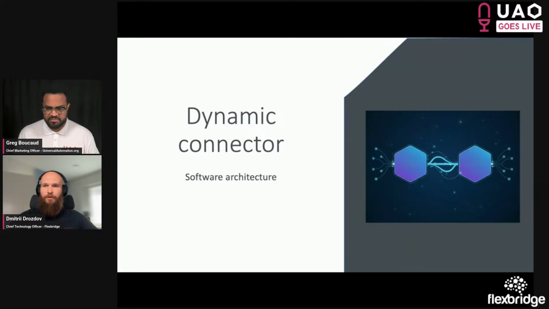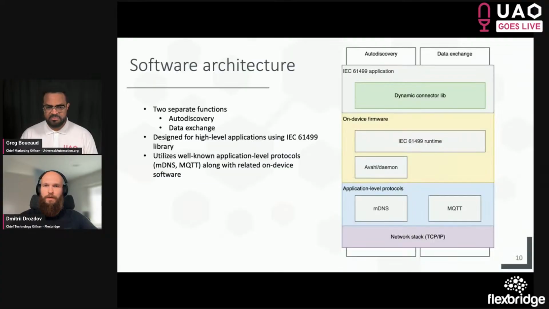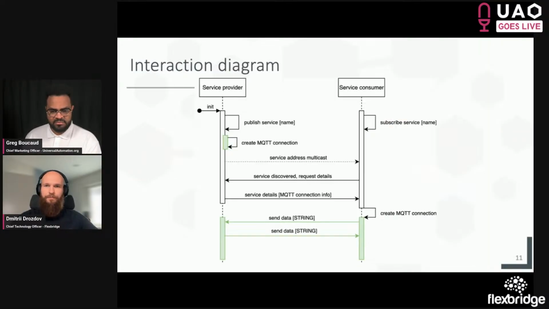Dynamic connector is the core concept of the system, handling discovery and data communication. It has two main functions, auto-discovery and data exchange. To achieve these functions, it leverages well-known application-level protocols such as mDNS and MQTT, along with related on-device software. And on this slide, you can see a diagram of the software architecture for this concept.